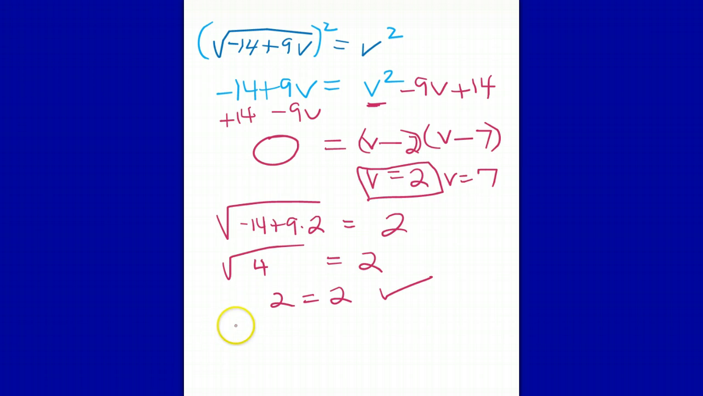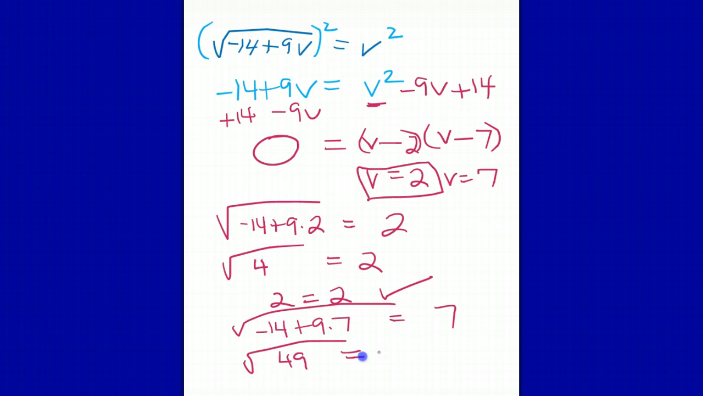Now I'm going to try 7. See if I can squeeze 7 down in here. Alright, negative 14 plus 9 times 7. Does that give you 7? Alright, so negative 14 plus 63 is 49. And square root of 49 does equal 7. Remember, when we can do this pairing thing, we're going to get 7 equals 7. Which checks as well. So both of these are correct answers.